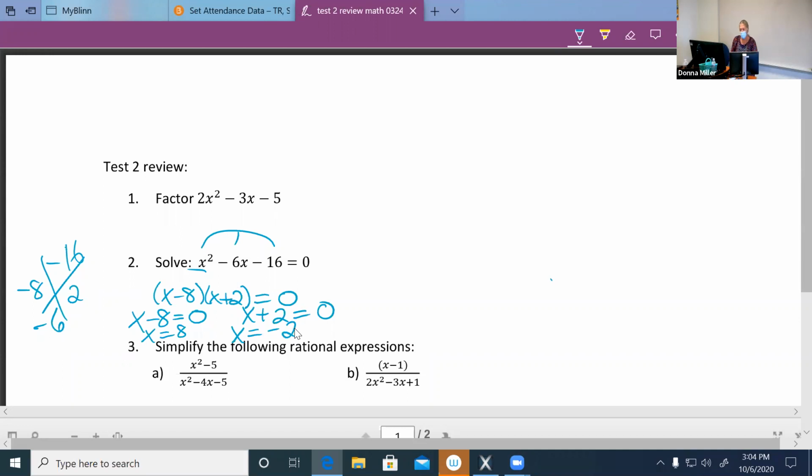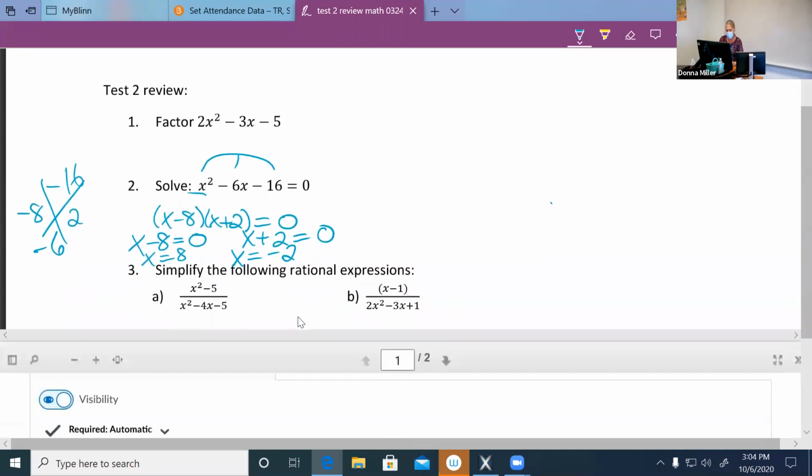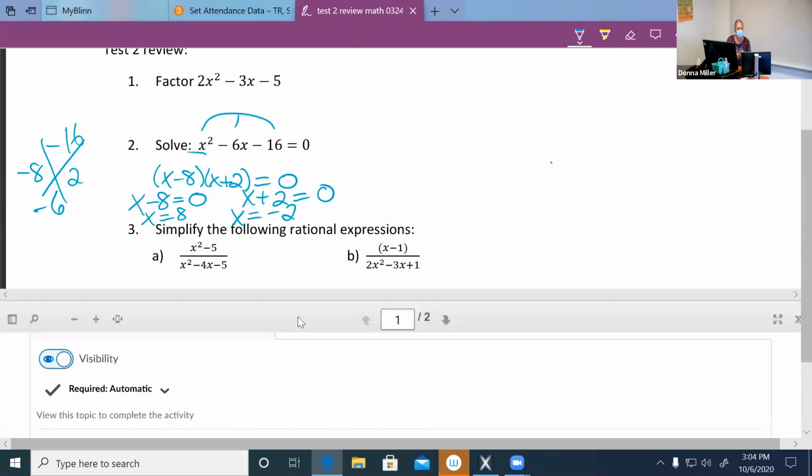Okay. I think I gave you guys a couple of simplifying rational expressions. Those are the ones where we just factor and cancel, right? That's all we're doing. So I'll do A or B. What would you like me to do? B. Yeah, you know what? I see a typo. This A should be x squared minus 25. Please change that. Otherwise it won't factor. All right, that's a typo.